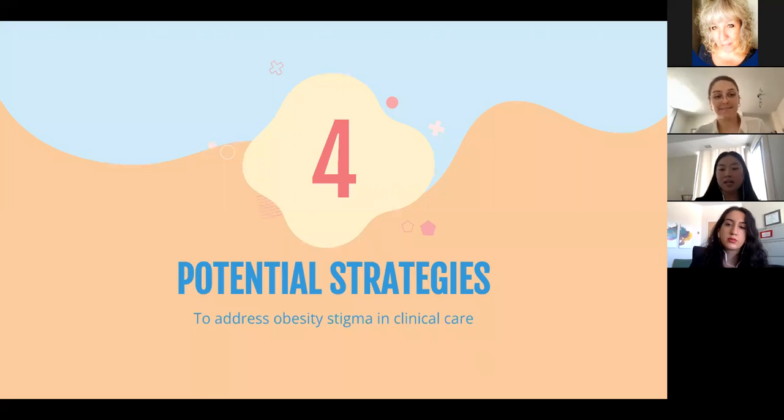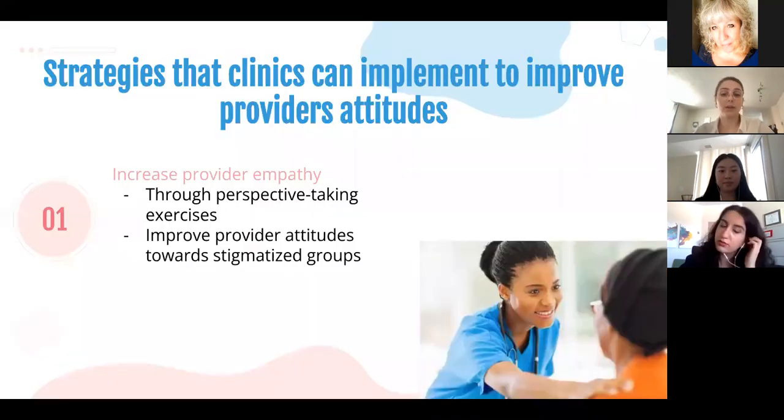So I'll pass it back to Maylis to go over some of the strategies that us health professionals can implement in our practice. So thank you, Jiona. So as Jiona said, weight loss interventions don't work. So we're going to go over some potential strategies to address obesity stigma in clinical care. So the first one is to increase provider empathy through perspective taking exercises.